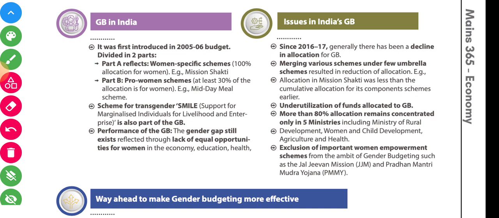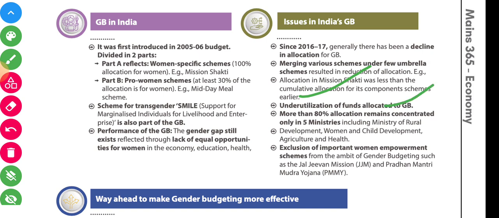What are the key issues in India's gender budgeting? Since 2016-17, generally there has been a decline in allocation for gender budgeting. Merging various schemes under a few umbrella schemes resulted in reduction of allocation. For example, allocation in Mission Shakti was less than the cumulative allocation for its component schemes earlier.